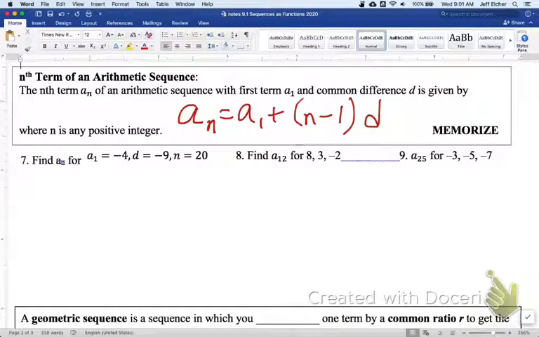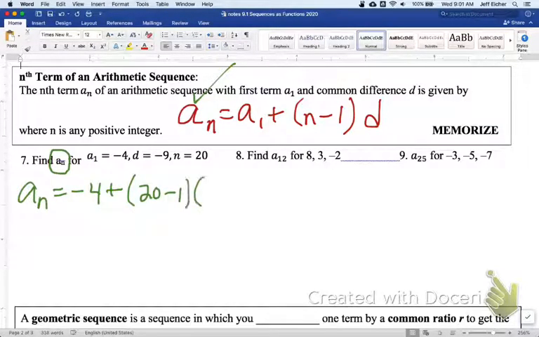So in the first one, we're asked to find a sub n, and a sub 1 is -4, d is -9, and n is 20. So a sub n equals a sub 1, which is -4, plus n, 20, minus 1, times the common difference. Make sure you use parentheses here around the common difference of -9. So that would be -4 plus 19 times -9.